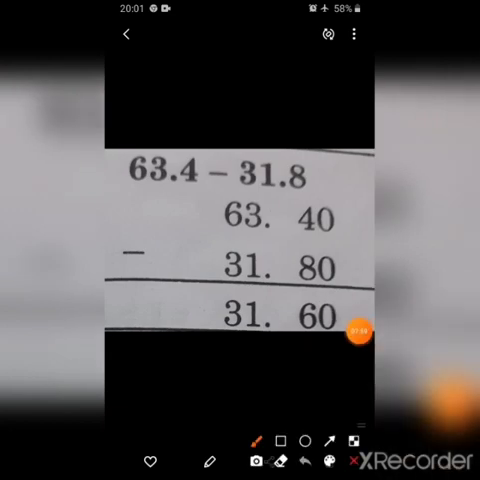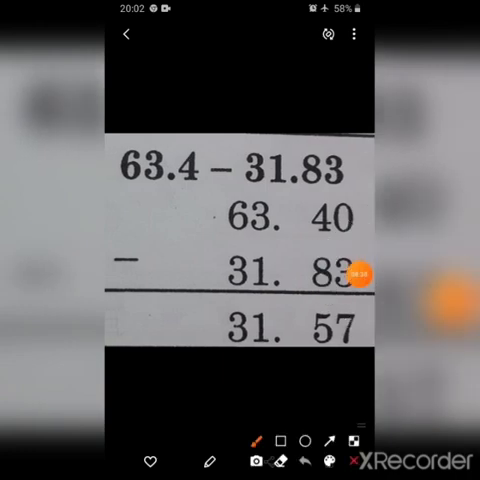Now look at the subtraction sum. 63.4 and 31.8. On both sides you pad the 0. 63.40 and 31.80. 0 minus 0, 0. 4 minus 8, is it going? No, borrow from 1 here. So 14 is there. 14 minus 8, 6. So here remaining 2. 2 minus 1, 1. And 6 minus 3, 3. 31.60.